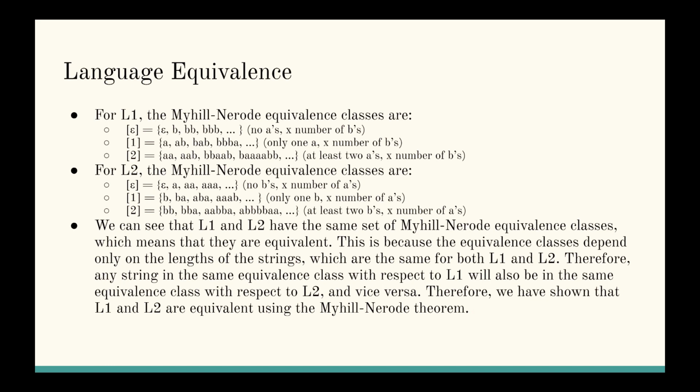So for example, if I take a string AABA, it has at least 2 A's, right? So it'll be contained in this equivalence class for the first language, and it'll also be contained in this equivalence class for the second language. Therefore, any string in the same equivalence class with respect to L1 will also be in the same equivalence class with L2 and vice versa. Therefore, we have shown that L1 and L2 are equivalent using the Myhill-Nerode theorem.